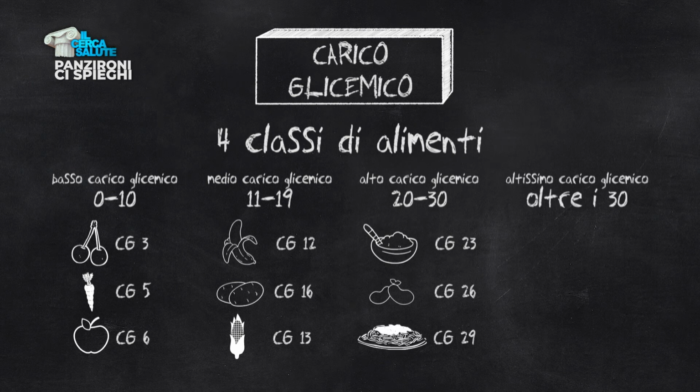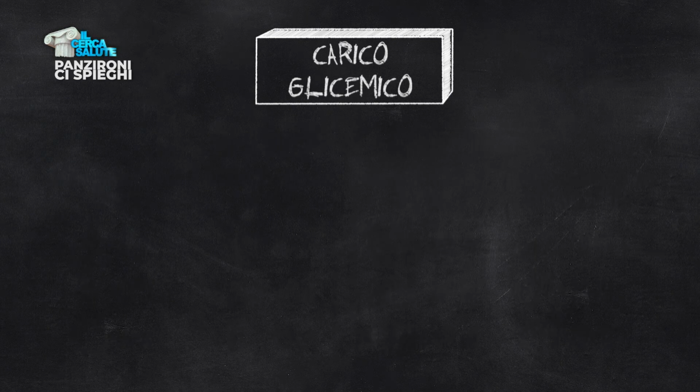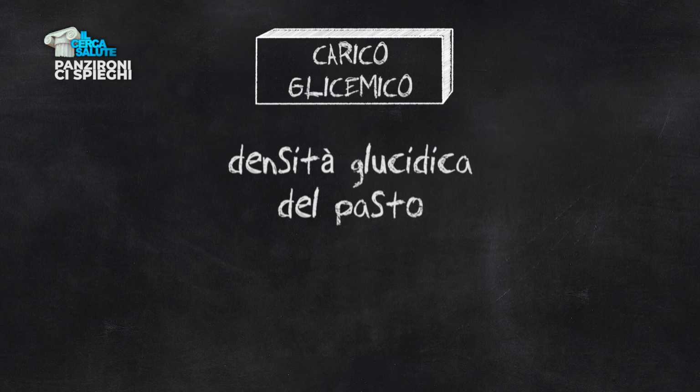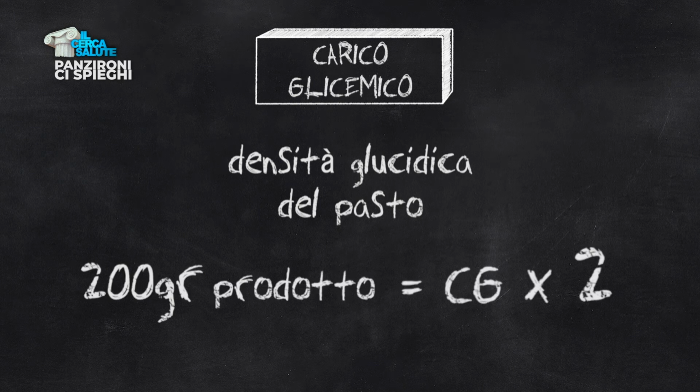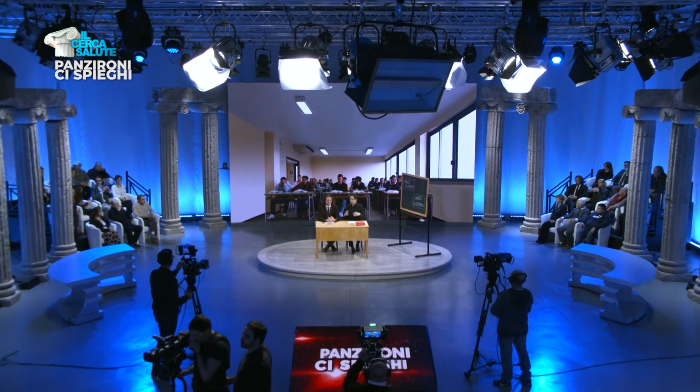Very high glycemic load foods are those in the range over 30, in which we find, for example, white beans with 34, macaroni with 53, parboiled rice with 55. The glycemic load also allows us to assess the carbohydrate density of the meal. So if we ingest 200 grams of product, the value of the glycemic load also doubles. That's it, the glucose density of the meal. So not just of the food, but of the meal.